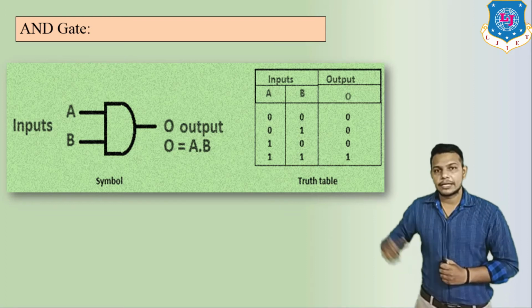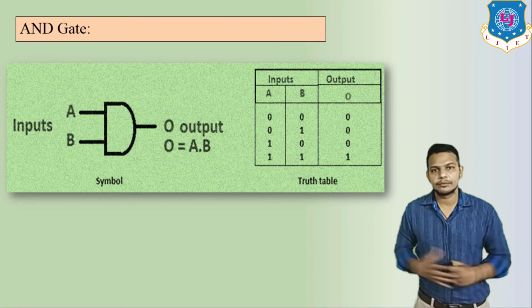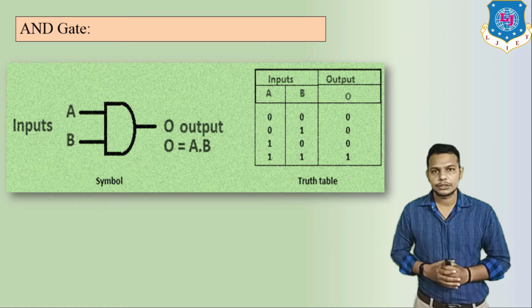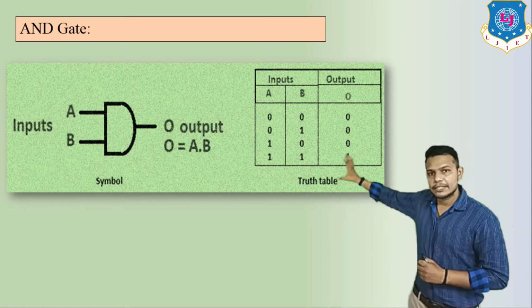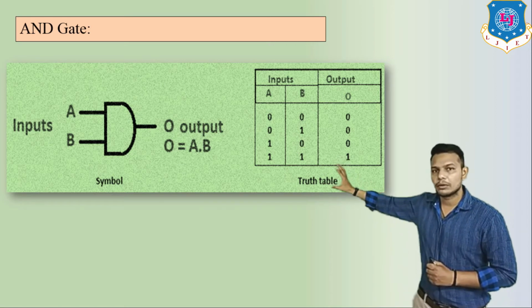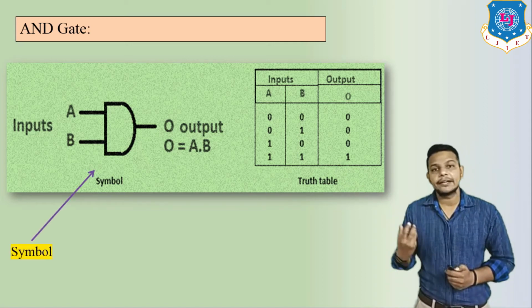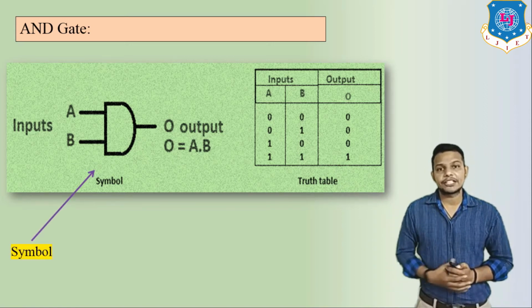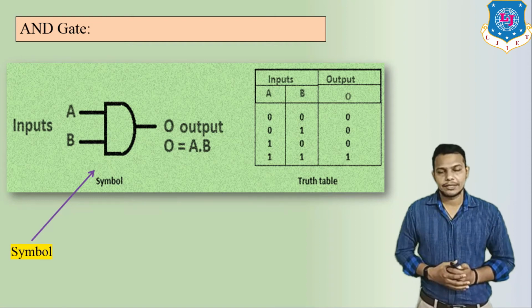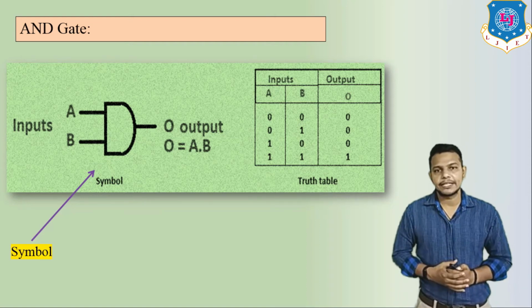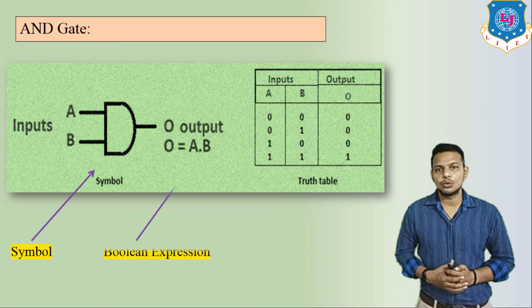That means A and B are equal, that means there is a 1 input. So here this is the AND gate symbol. Now what is the Boolean expression? AND gate represents the multiplication of two inputs. That means its Boolean expression is like output is equal to A into B.